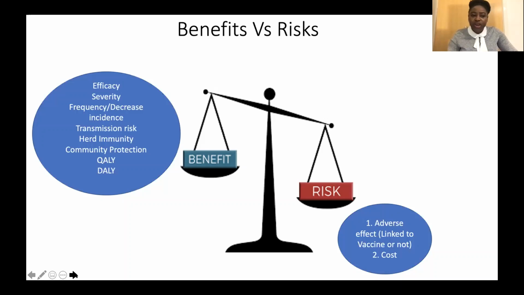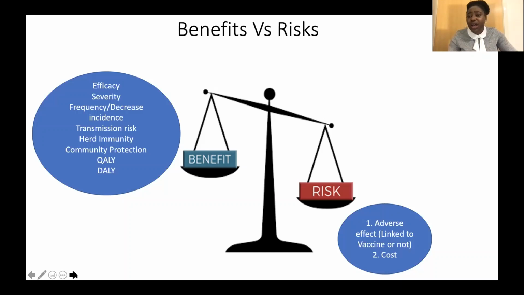And on the other side of the scale is the benefits. The benefits outweigh the risk, and there are several benefits I've listed here. The efficacy is very high. The vaccines are very good. They reduce severity of the disease. They reduce the frequency of the disease or your frequency of going to the hospital. They decrease incidence and transmission risk, and they help us protect. They help in herd immunity, which Aisha has already explained, because the more people take the vaccine, the more the whole community is protected.